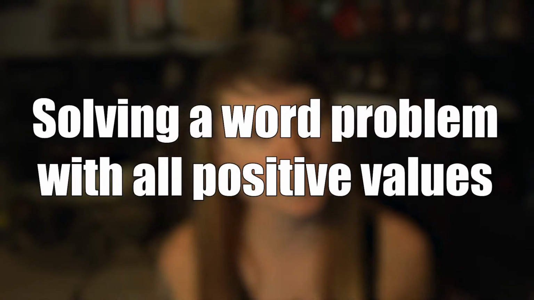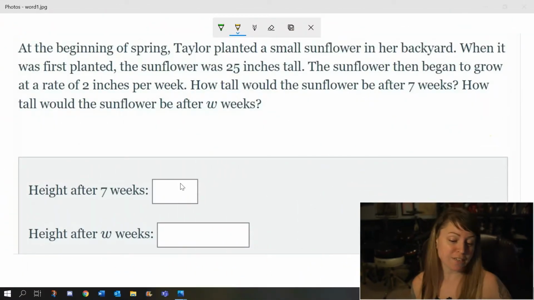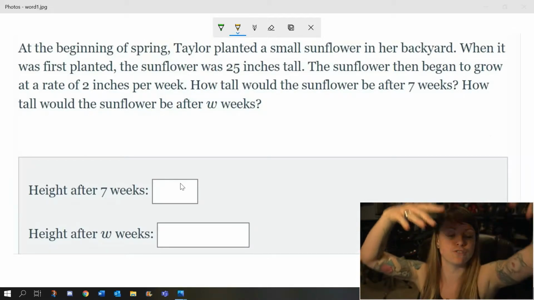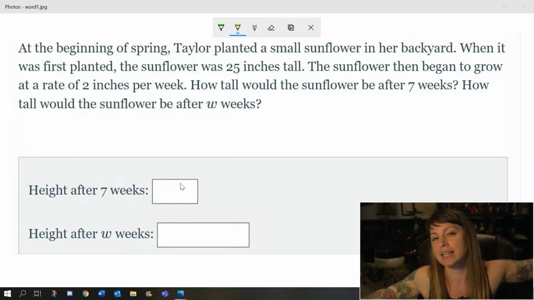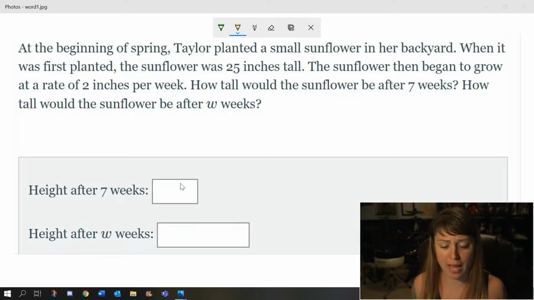Alright, guys, so we're gonna look at some word problems, but don't worry, I'm gonna walk you all the way through them. Okay, so here's our problem. At the beginning of spring, Taylor planted a small sunflower in her backyard. When it was first planted, the sunflower was 25 inches tall. The sunflower then began to grow at a rate of 2 inches per week. How tall would the sunflower be after 7 weeks? How tall would the sunflower be after W weeks?